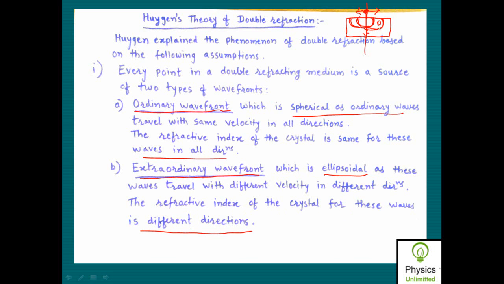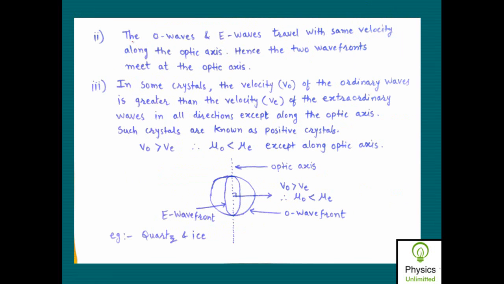Okay. Now the ordinary waves and extraordinary waves travel with the same velocity along the optic axis, which I already mentioned to you.